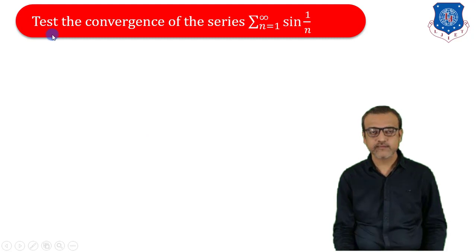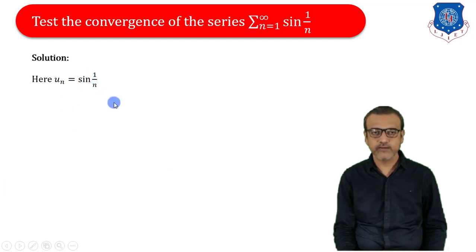Now we will see this example. Test the convergence of the series sigma n equals 1 to infinity sine 1 upon n. So here is the solution. Here un equals sine 1 upon n.